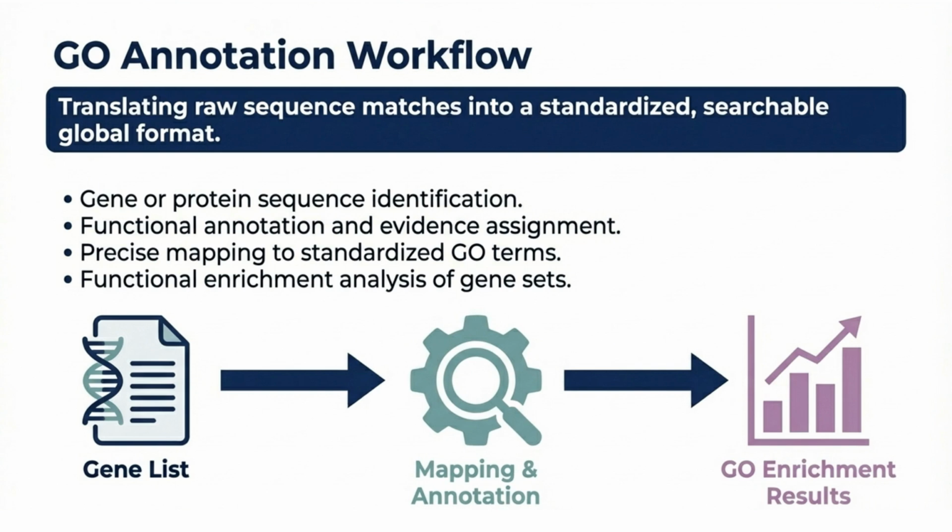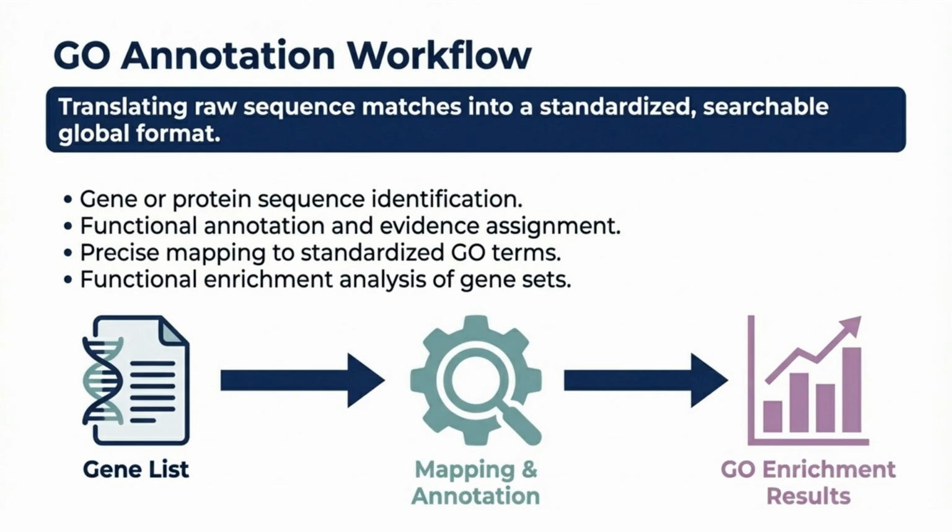The GO annotation process usually begins with a sequence, a protein, or a list of genes. The first step is to search existing databases for evidence. That evidence may come from sequence similarity, domain prediction, experimental studies, or curated protein records. Once that evidence is found, it is mapped to relevant GO terms. After many genes are annotated, researchers often perform enrichment analysis. This helps identify which biological functions are overrepresented in a dataset. For example, if many genes in your list are linked to inflammation or cell division, enrichment analysis will highlight that pattern.